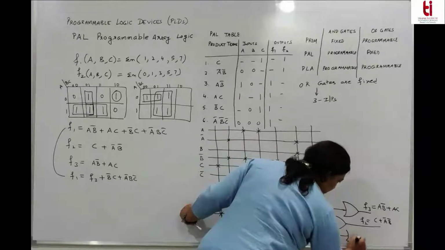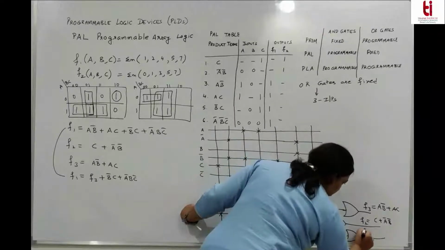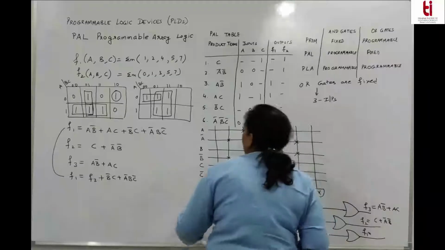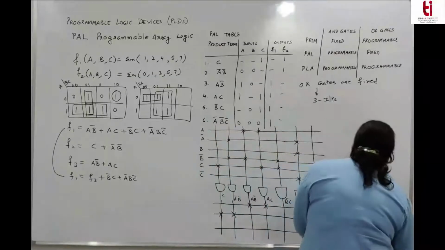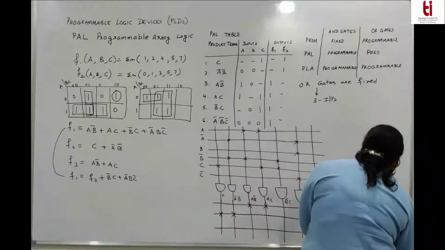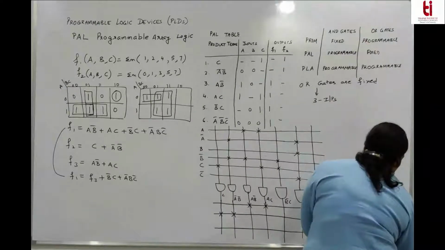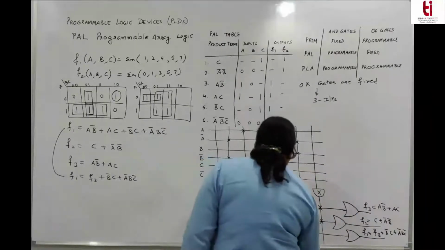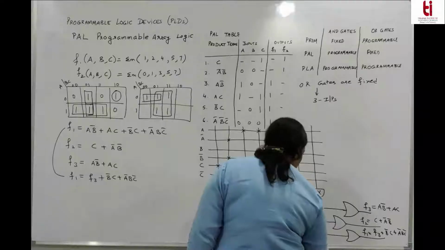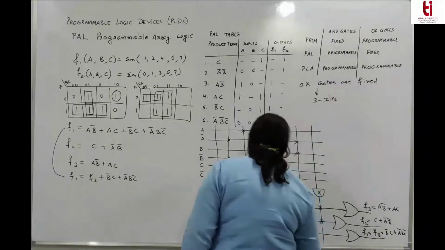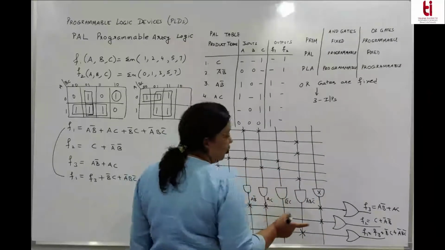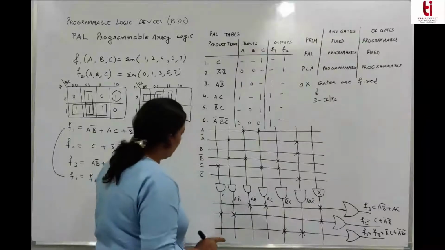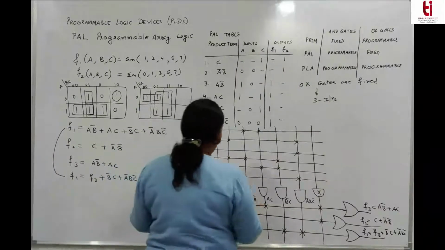And then next is F1. What is F1? F3 plus B bar C plus A bar B C bar. So what you have? B bar C as one input, A bar B C bar as second input, and what is this? One more input is F3. So what you do is your F3 goes in here.